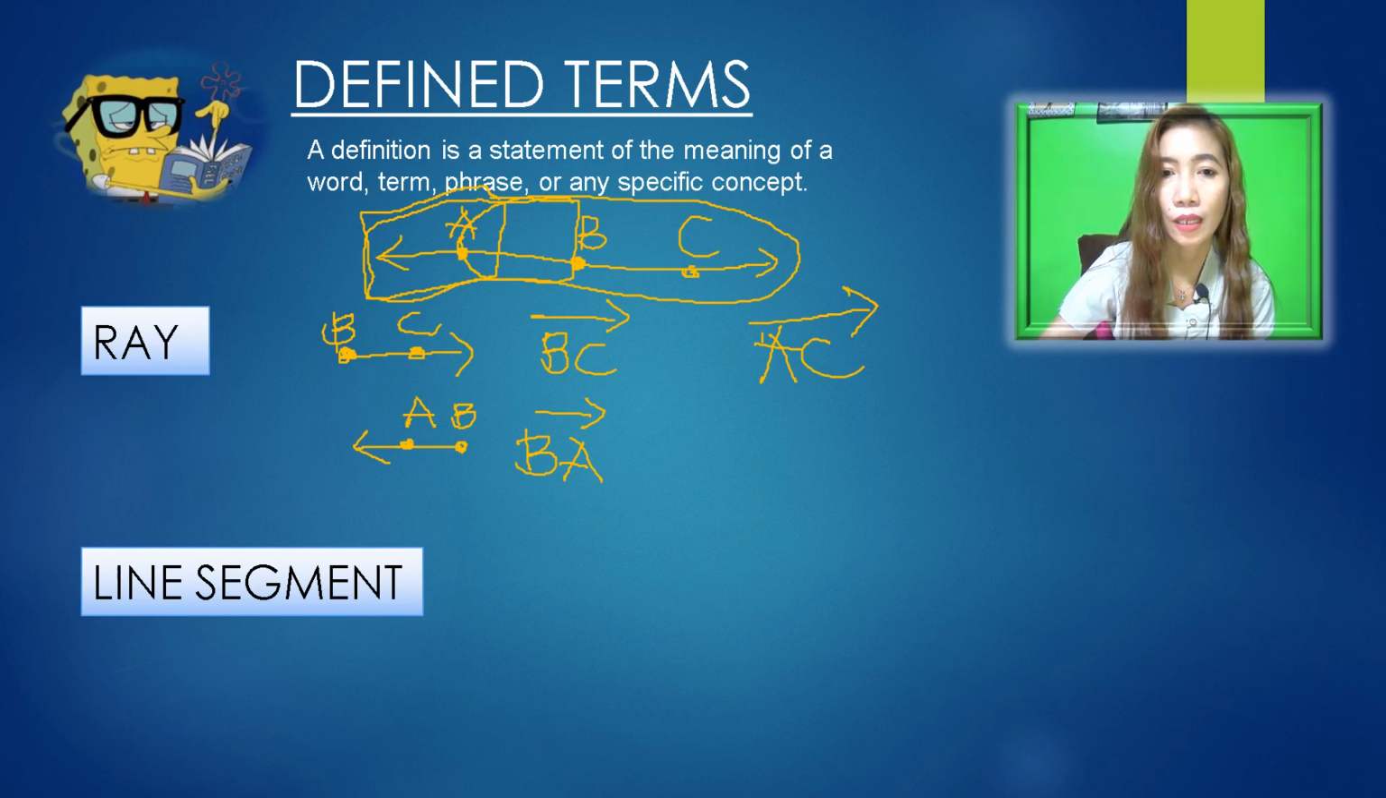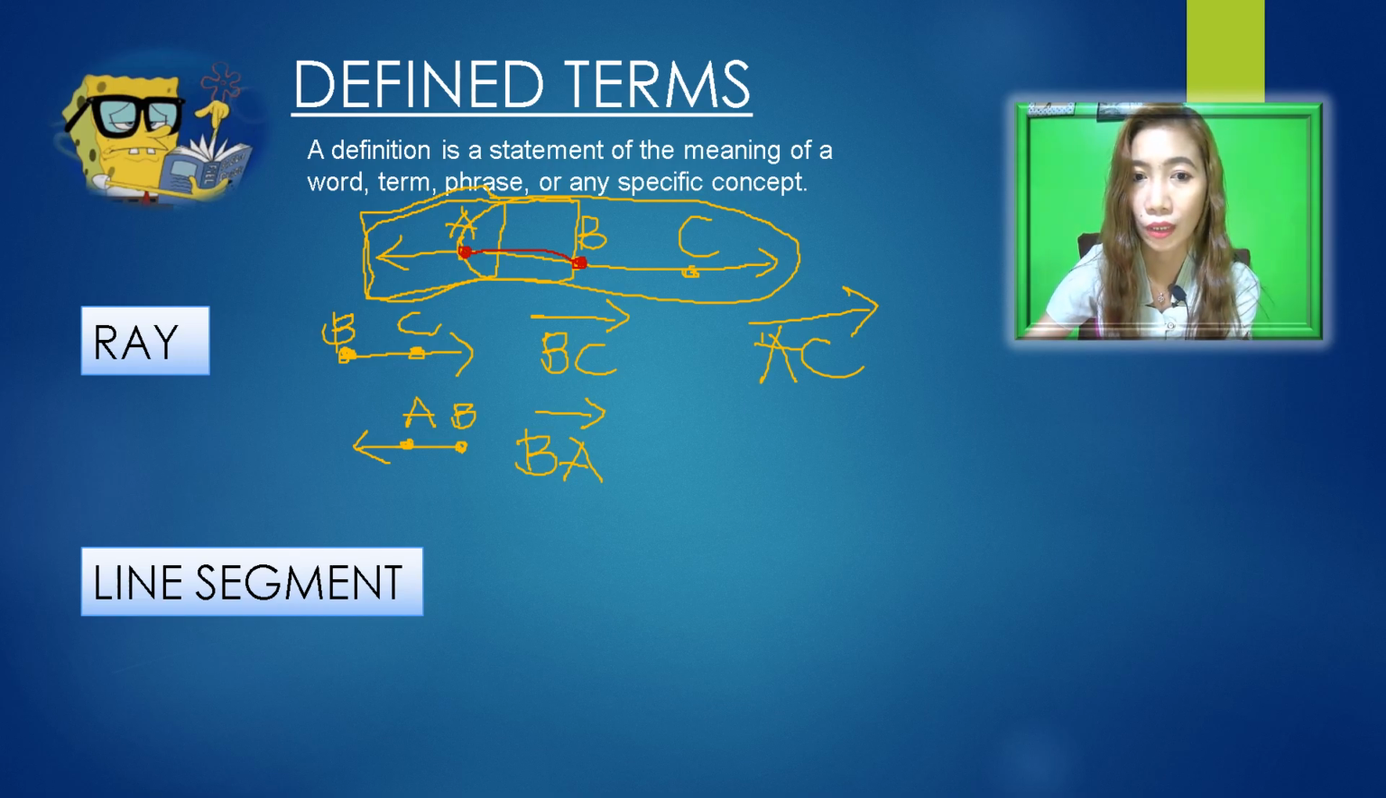So, for the line segment, part pa rin siya ng line, pero ang line segment, we have 2 endpoints. Okay, so if I will draw that separately, ganito ang itsura ng line segment. Meron tayong endpoints. So let's say this is point A and this is point B. So that is a line segment or a segment.